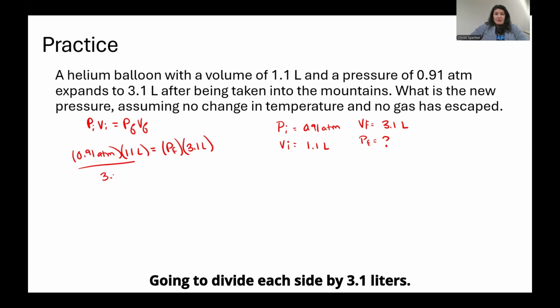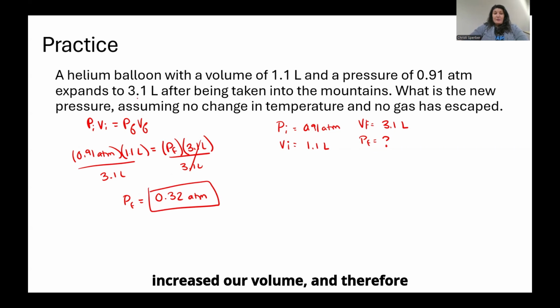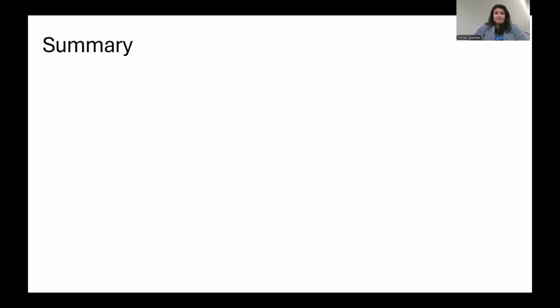I'm going to divide each side by 3.1 liters. Cancel that out. And the final pressure is 0.32 atmospheres. We increased our volume, and therefore our pressure should have decreased. It went from 0.91 to 0.32, and it did, so that number makes sense.